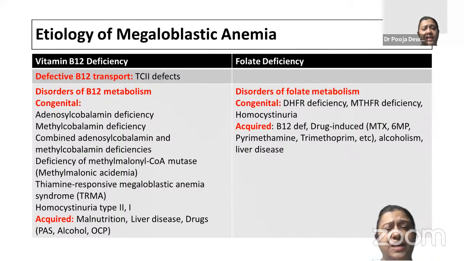Sometimes you can have acquired metabolism defects also of B12. This includes due to drugs, due to liver disease, and malnutrition. Likewise, in case of folic acid, you can have metabolic disorders in the form of DHFR, that is dihydrofolate reductase deficiency, or methyl tetrahydrofolate reductase deficiency. Again, homocystinuria also predisposes to folate deficiency. And you could have drug-induced folic acid deficiency, which we commonly see in patients who are receiving methotrexate, septran, pyrimethamine, and of course, alcoholism is not in children, but liver disease, yes, again, it can lead to deficiency of both B12 and folic acid.